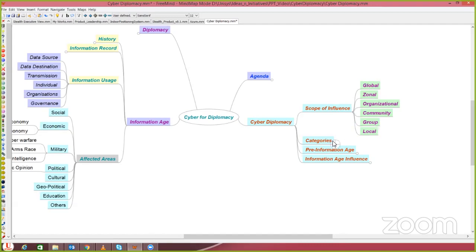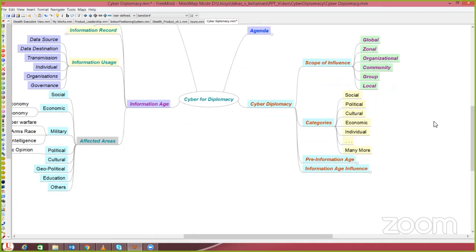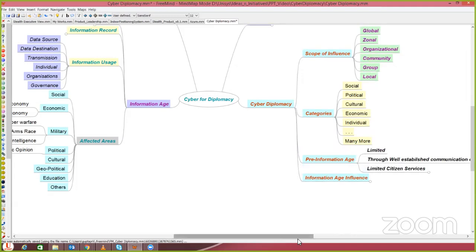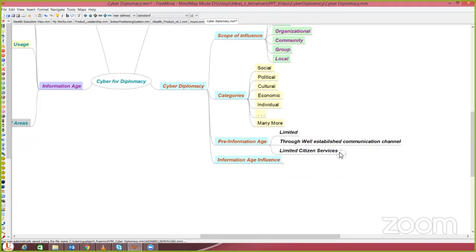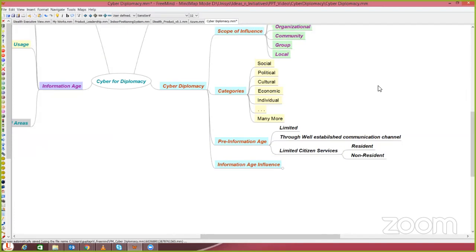If we see, these diplomacy affect various areas, and those categories, if you go to Wikipedia and search for diplomacy, you will get at least 25 to 30 different types of diplomacy, and pretty much all of them are influenced by cyberspace. And this information age has touched upon and made every piece of those diplomacy far more complex and far more involved than what it was before. So pre-information age, that's what I talked about, it was very much limited, and it was very well established, and it affected both resident and non-resident citizens of any nation or any form of agency, right?